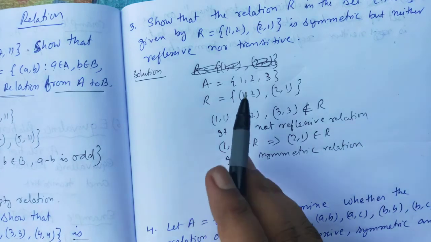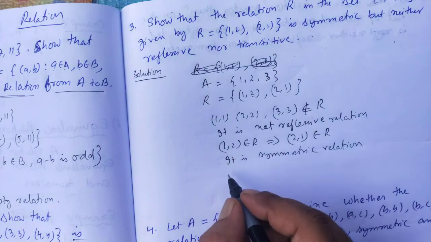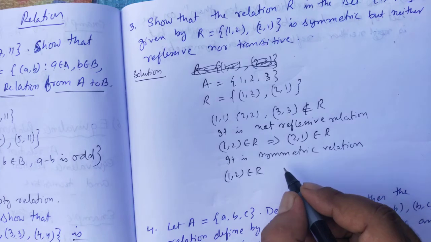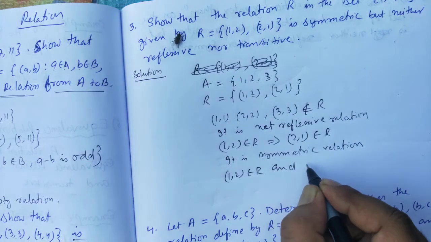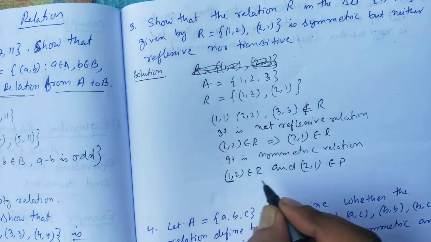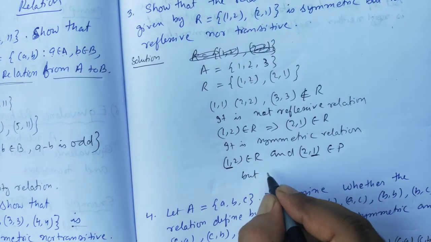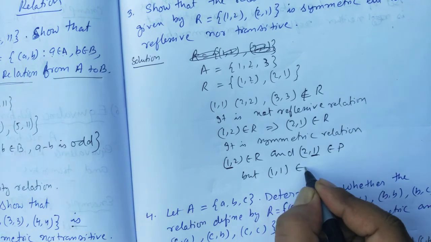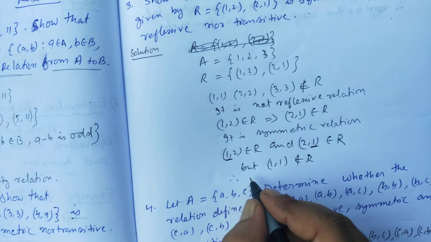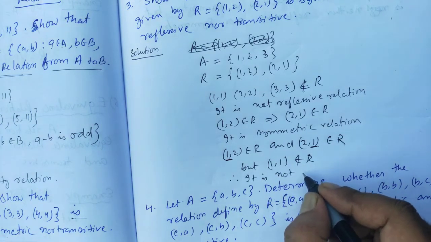Okay, let's see the third condition. (1, 2) belongs to R and (2, 1) also belongs to R. Does the first and the last, (1, 1), belong to R? But (1, 1) does not belong to R. Therefore it is not transitive.